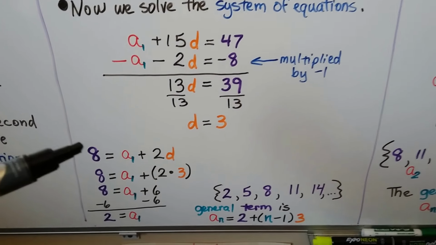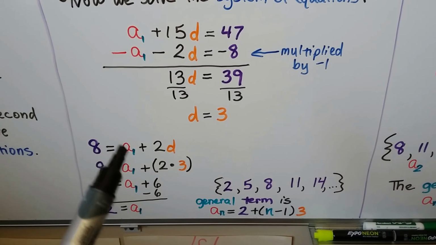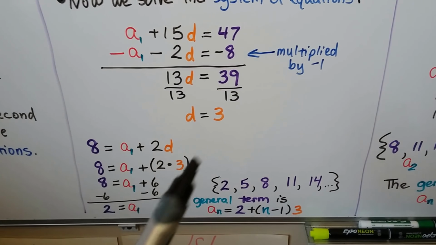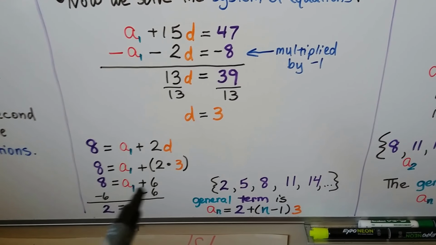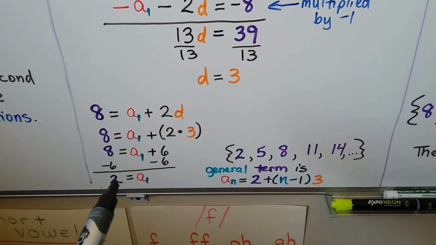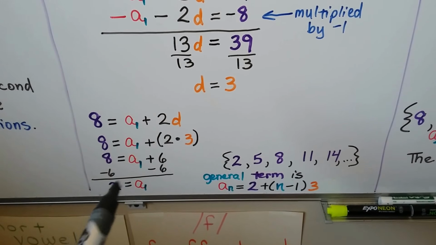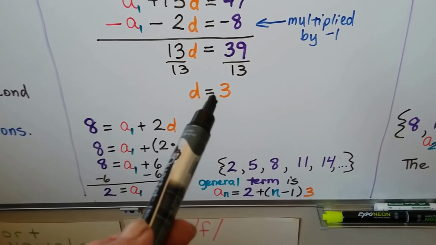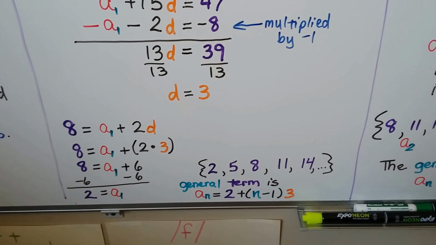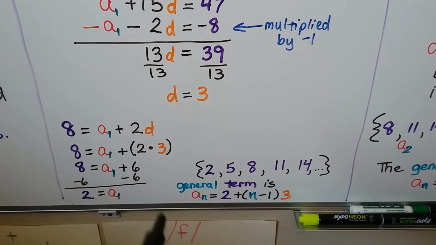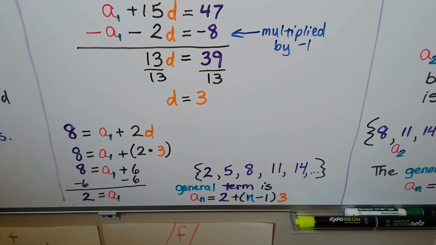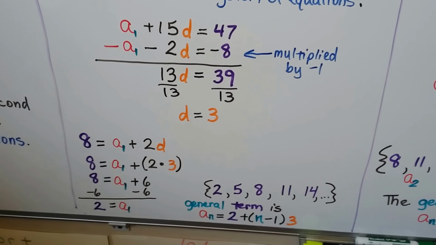Well, now we have 8 equals a sub 1 plus 2d. That means 8 equals a sub 1 plus 2 times 3, because d is a 3, isn't it? That means it's plus 6. And if we take this 6 away from both sides of the equal sign, we get 2 is equal to a sub 1. Now we know the first term is a 2. We also know that the common difference is a 3, so we just write it going up by 3. 2, 5, 8, 11, 14. And the general term for this would be a sub n is equal to 2 plus n minus 1 times 3. See? I just slowly did it and solved it as a system of equations.